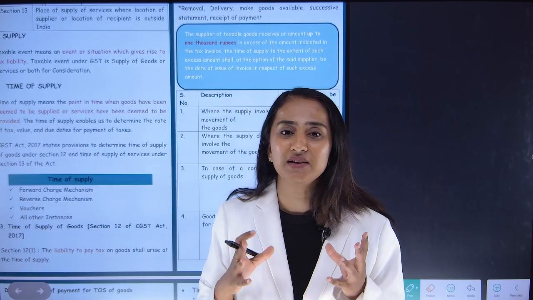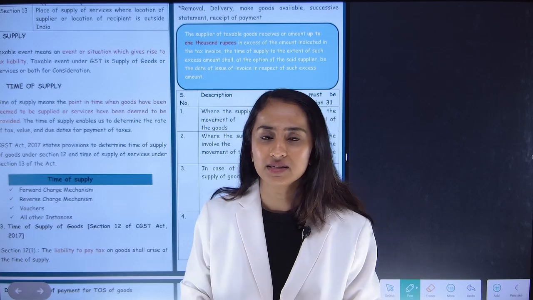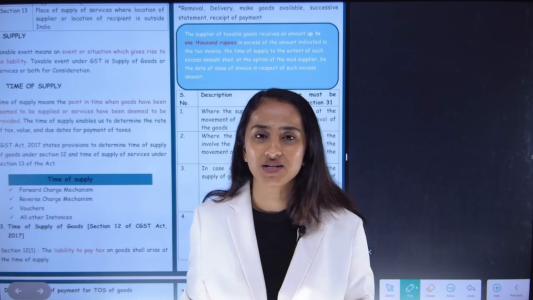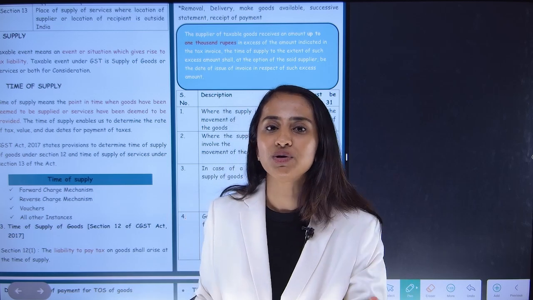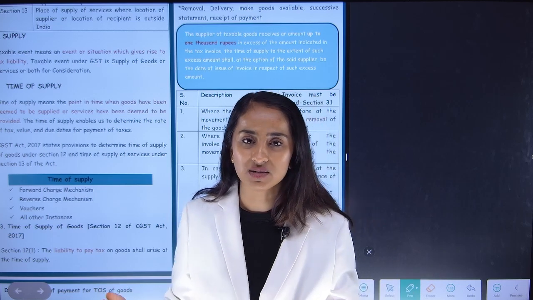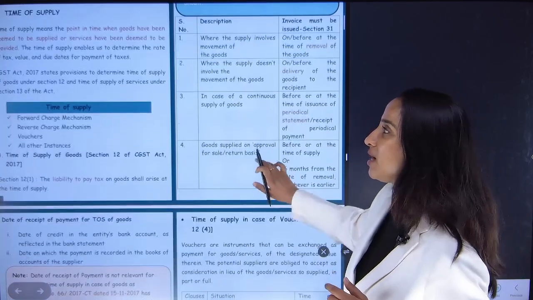Taxable event means an event or a situation at the time of which the taxability will arise. When you sell something, when should you pay GST? That time of event, whenever you are supposed to actually discharge the liability to the government, that is the taxable event. Event or situation which gives rise to taxability.